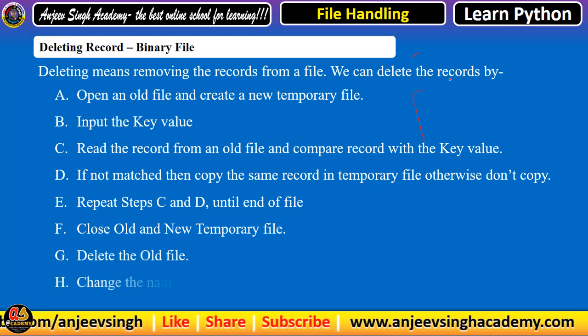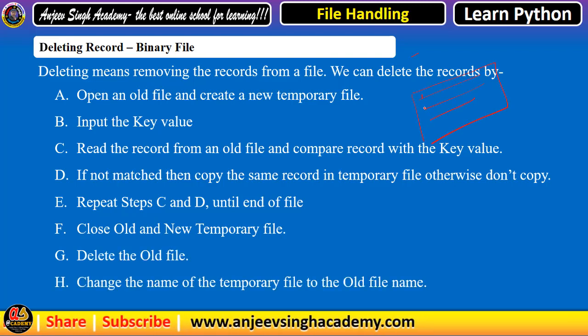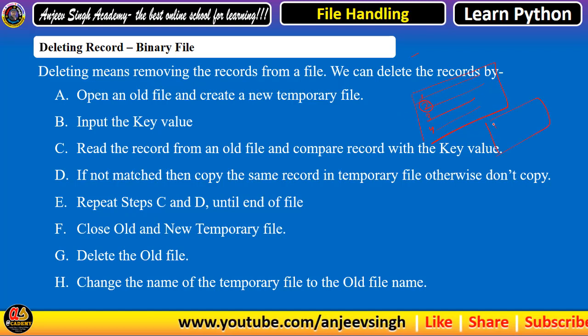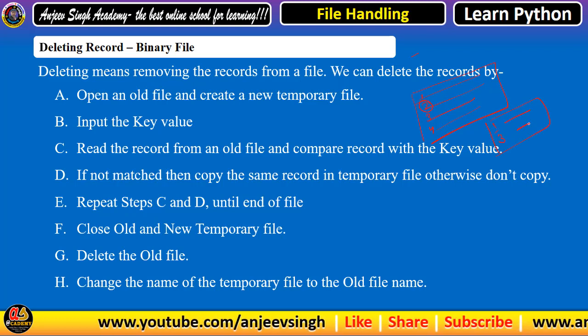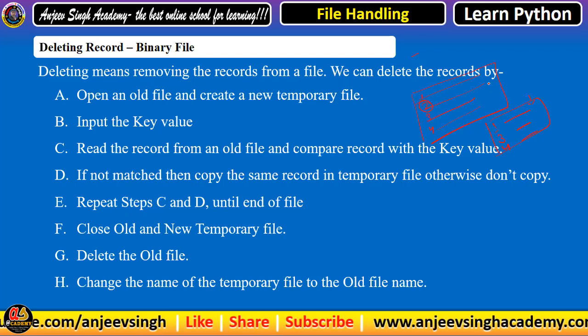Suppose these are the records inside the file. This is record number 1, 2, 3, 4; these are the IDs of the records. I want to remove record 2. So it means I want a file which has only record 1, record 3 and record 4, but this file does not contain record 2.